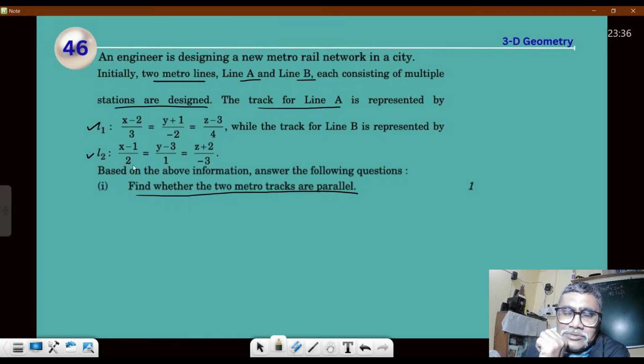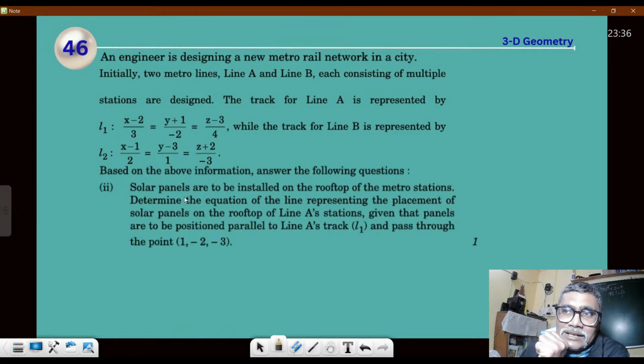So 3 by 2, orally only you can check it. 3 by 2 and then it is minus 2 by 1. They are not equal, so they are not proportional. That means these tracks are not parallel. Fine. The first question is done. Okay. Next question.